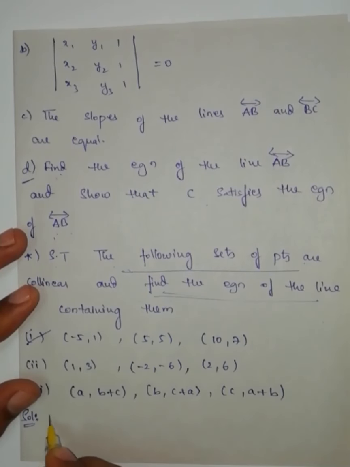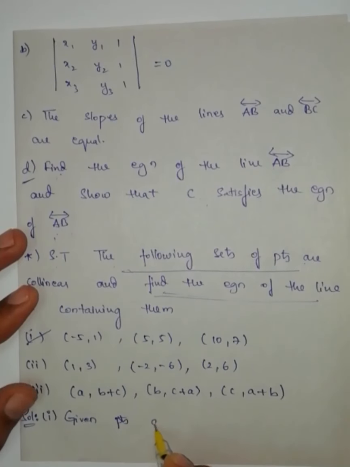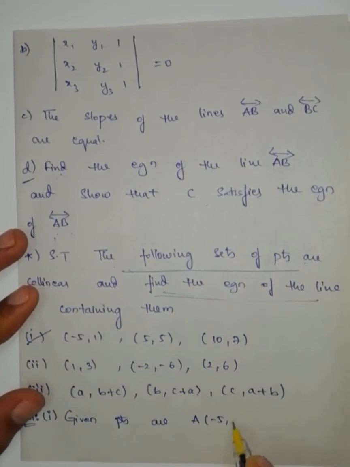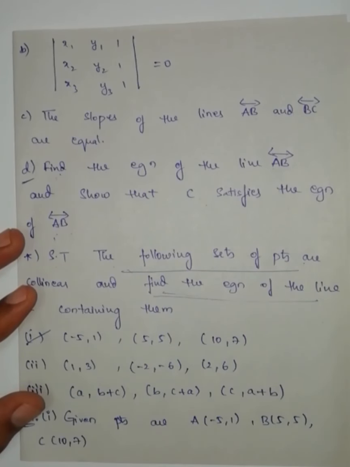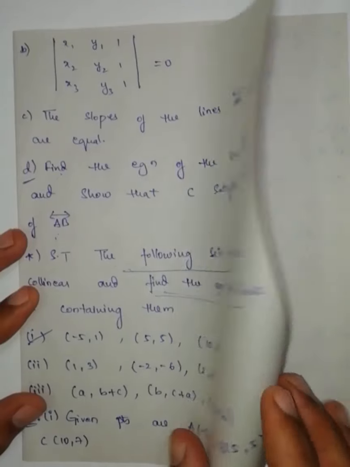Solution. First one, the given points are A(-5, 1), B(5, 5), C(10, 7). First I am finding the equation of a line. Take any 2 points, either A, B or B, C or A, C, whichever. So I am going to take the points A and B and I will find the equation of a straight line.